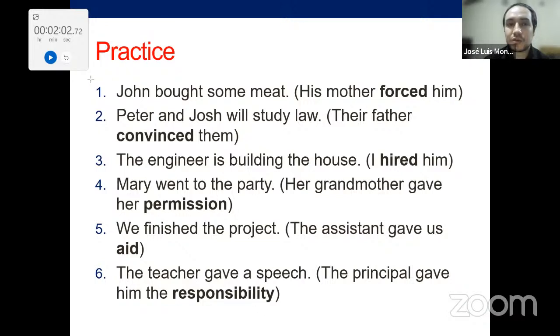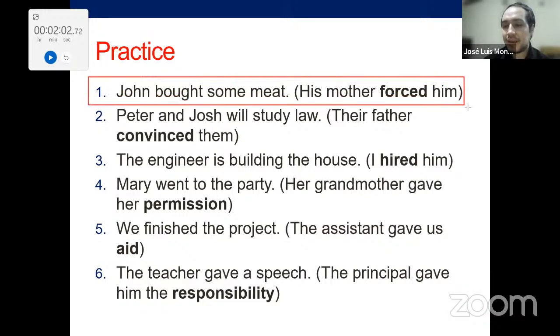Remember then that we can use any of the causative verbs, but one of them is going to work better according to the clarification that you have in parentheses. So let's try this one with you, please. Micaela, number 2. This is key to understand what verb you need to convince. So what do you say? What can you say here?